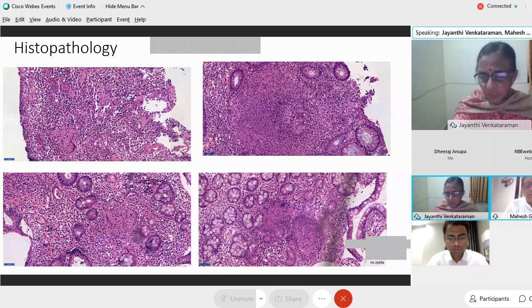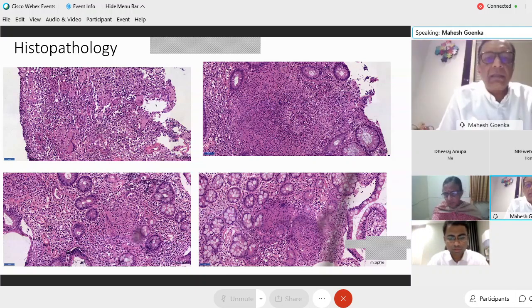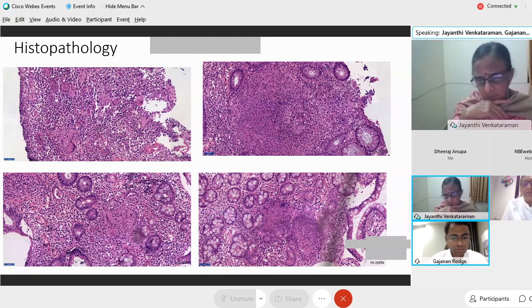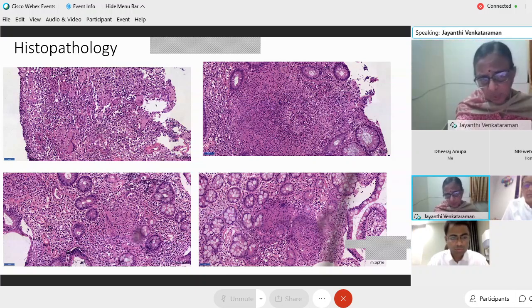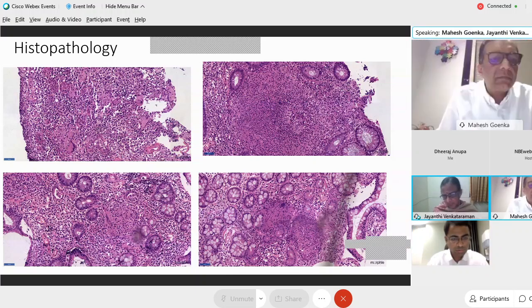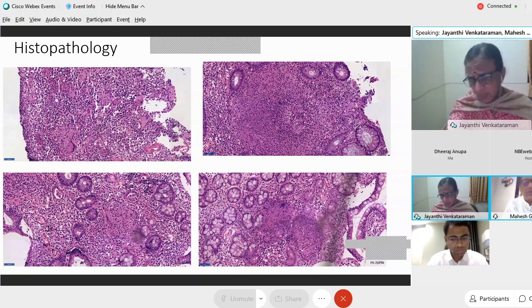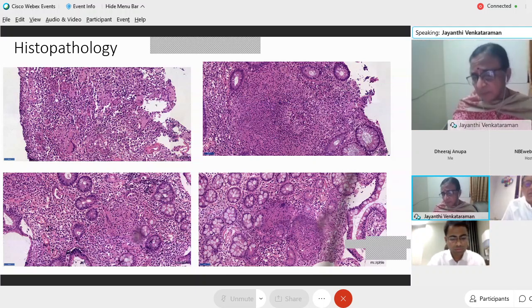You can see granulomas. Do you think they're small granulomas or large granulomas? Large granulomas. You can see Langerhans giant cells in the first one, very clearly. Some of the slides are showing clear-cut Langerhans giant cells. These are all large granulomas.